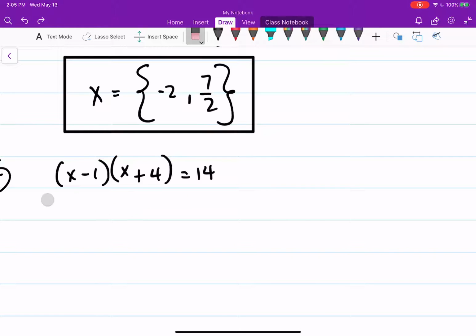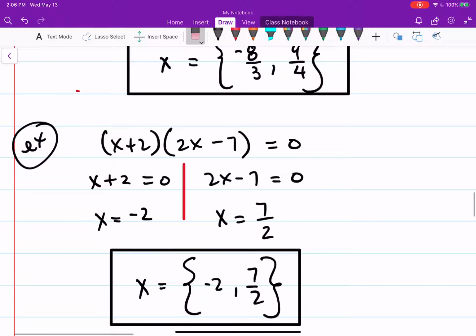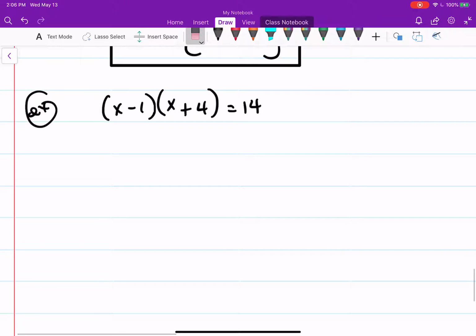It's probably easier for me to just erase that. So what you would have to do, where here you could, because 0 times 0 would equal 0, so that would make sense. But 14 times 14 wouldn't equal 14.